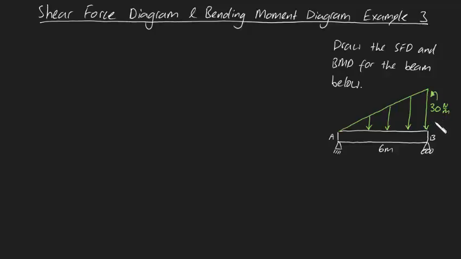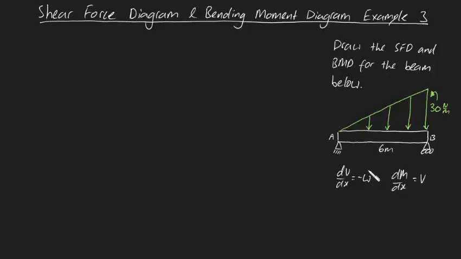And just so there's no ambiguity about how I'm going to solve this problem, I'm going to be solving this using these formulas. dV/dx is equal to minus w, and dM/dx is equal to V. So rather than solve this using first principles, like I've shown you how to do for our previous videos, I'm going to be solving it using these shortcut formulas.